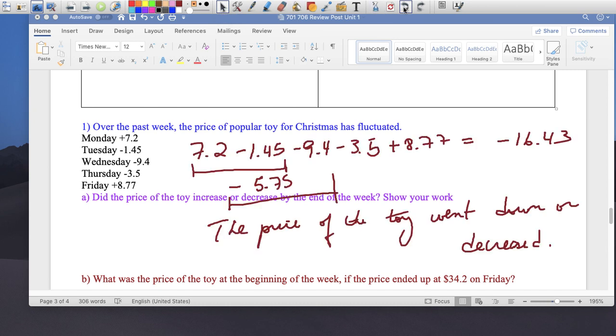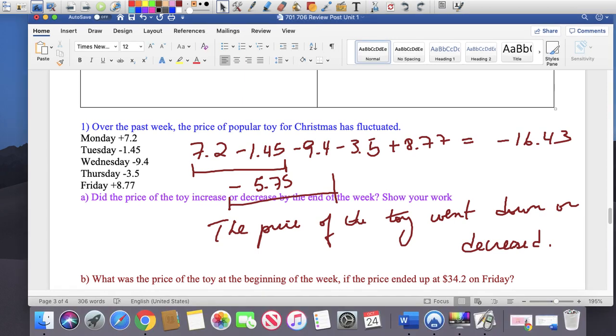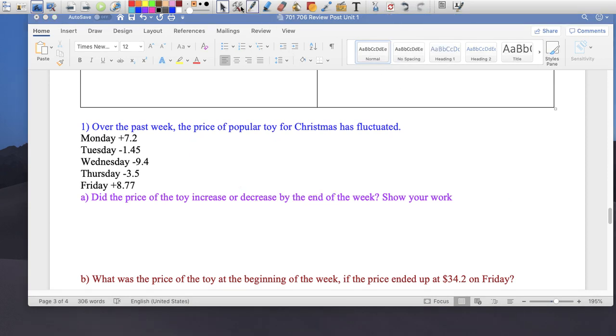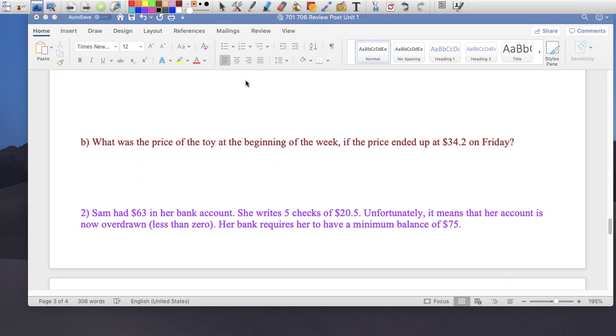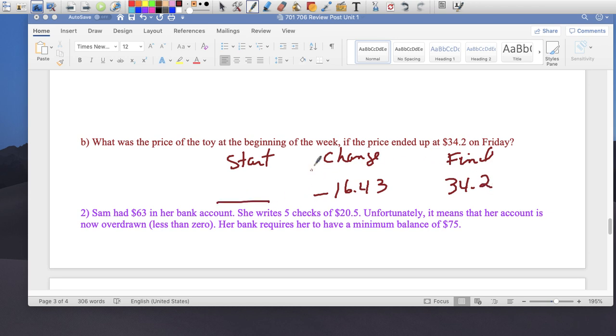Oops, I need that number. So negative 16.43. Let's remember that number. So here what we know is: start, change, quickly, negative 16.43. What was my final price? 34.2. So there was a price of the toy. It went down by negative 16.43, and it equals 34.2.